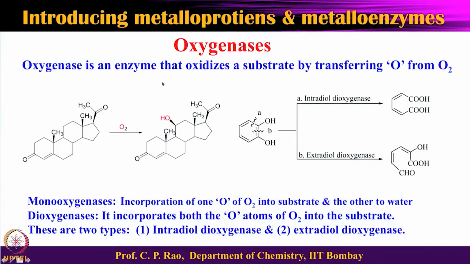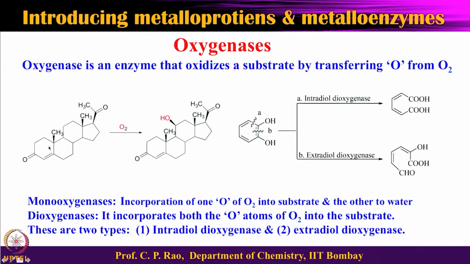So, oxygenases are the enzymes which oxidize a substrate by using one or both of the oxygens of the O2. It will use either one O of the O2 or both the O's of the O2. If it uses one O, it is called monooxygenase. If it uses both the O's, it is called the dioxygenase. So, that means monooxidation and dioxidation, and that is what basically it means.